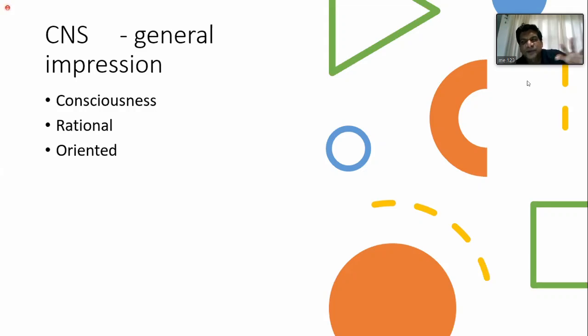Okay, so which part of the brain is involved in time, person, and place orientation? Which component of the central nervous system are we checking by checking the orientation? Which component of the CNS? Come on, anybody? What part of the brain are we checking when we check orientation?